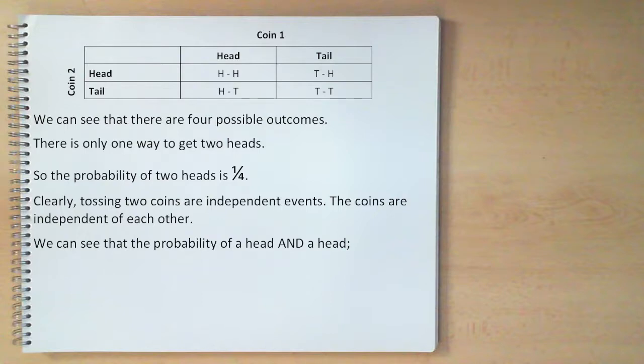So if we put this into equation terms, we can see that the probability of a head and a head, in this case, is equal to the probability of a head times a head. Half times a half is a quarter. So for independent events, we get the equation that probability of A and B occurring is probability of A times the probability of B.